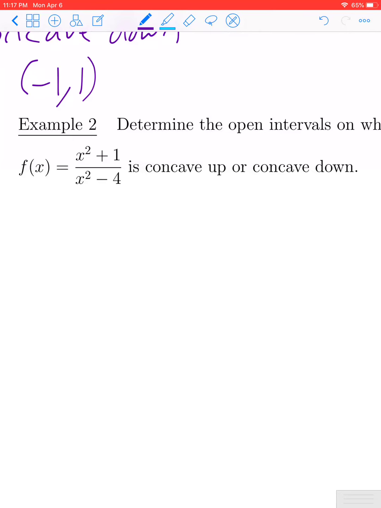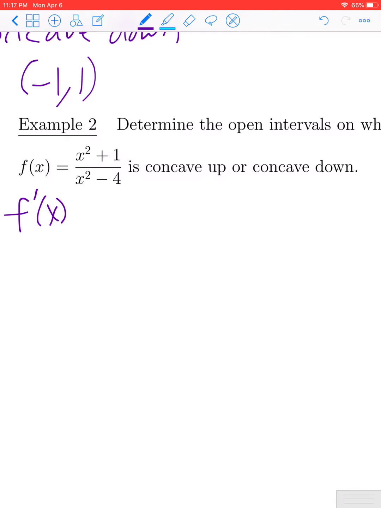Let's take a look at example 2. I want to ask the same question: determine the open intervals on which this function f of x is concave up or concave down. It's another question regarding concavity, so we know that we want to use the second derivative. We would begin by finding the first derivative.